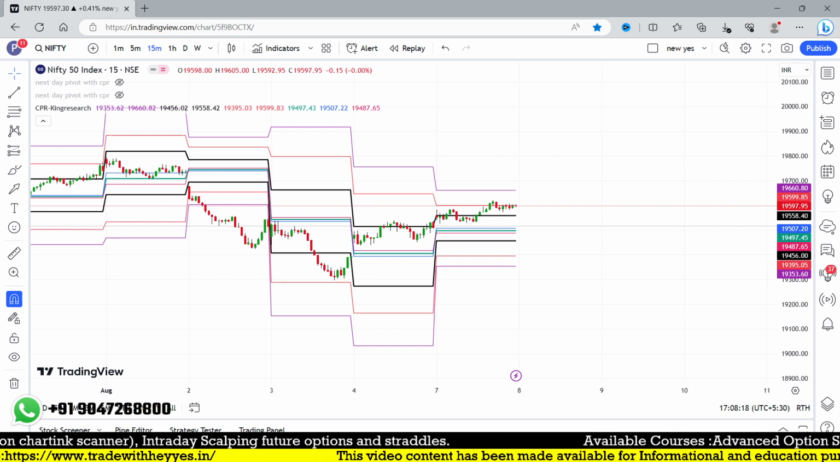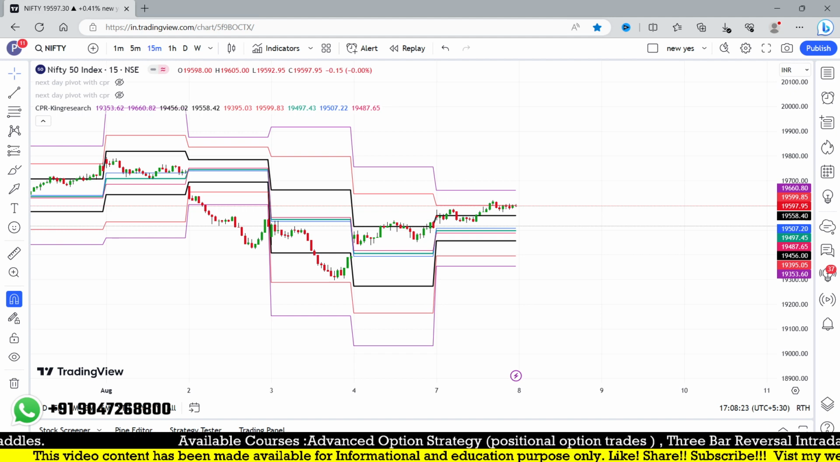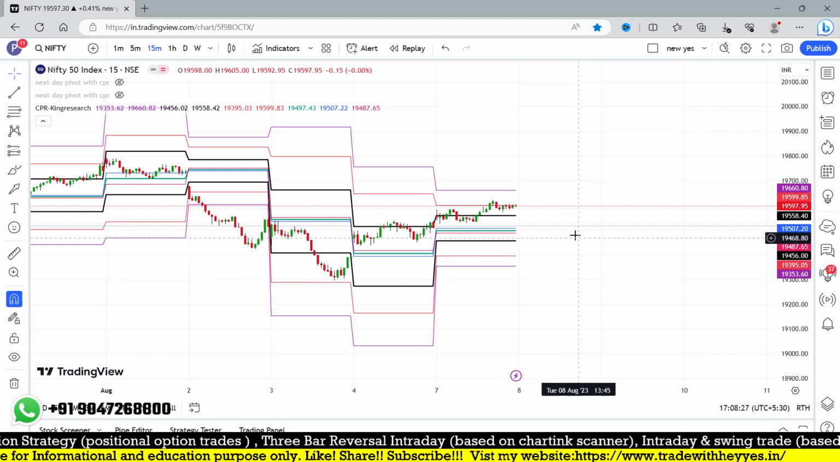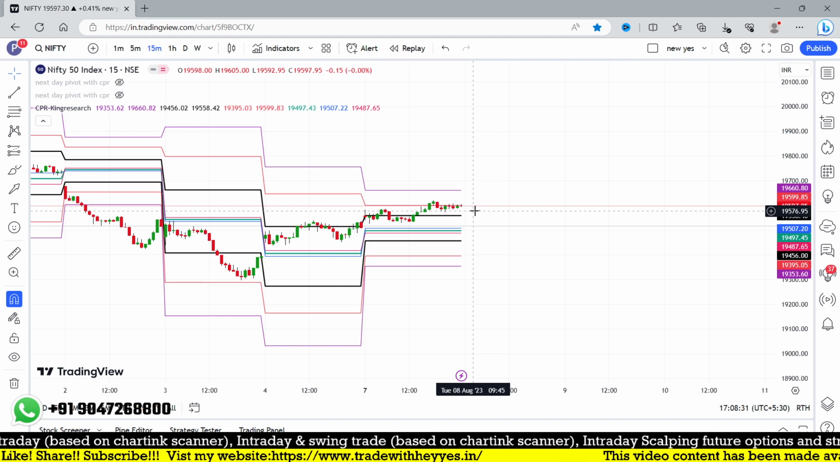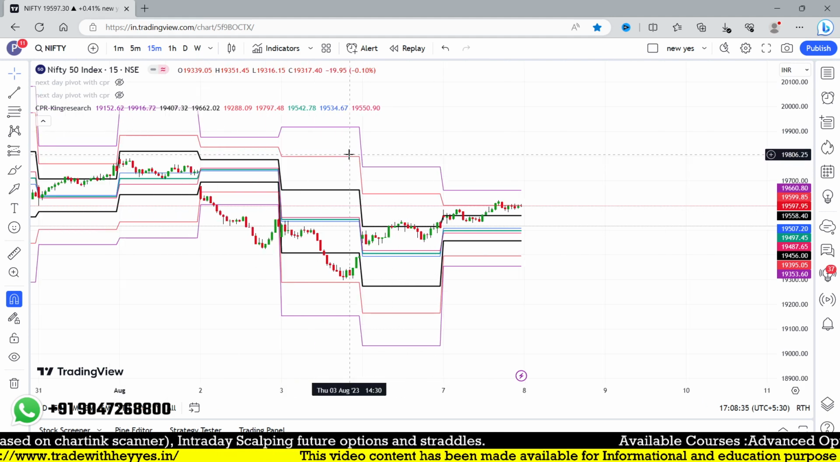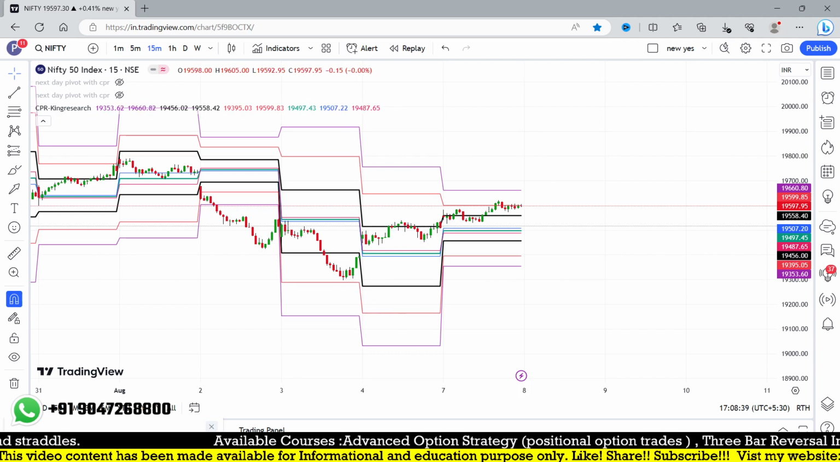So maybe a narrow CPR is the one. We already made some videos regarding the CPR, but using the custom indicator, we are doing the same for the narrow CPR and also the Virgin CPR. That can act as a support or a resistance level, and we will see how we can effectively create that narrow CPR, sorry, the Virgin CPR.